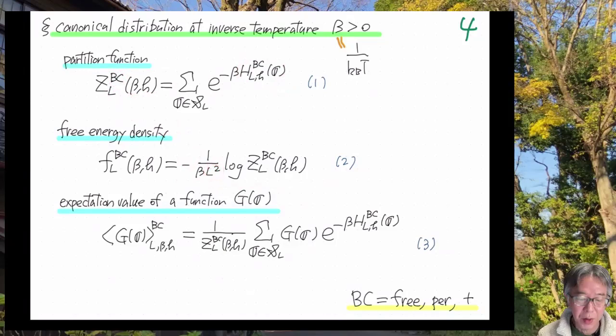And then for any function of spin configurations, its expectation value with this boundary condition, system size L, and these parameters is defined like this. This is the normalization, and you sum over all spin configurations. This is the function that you want to take the average of, and this is the Boltzmann factor. So again, this is very standard.